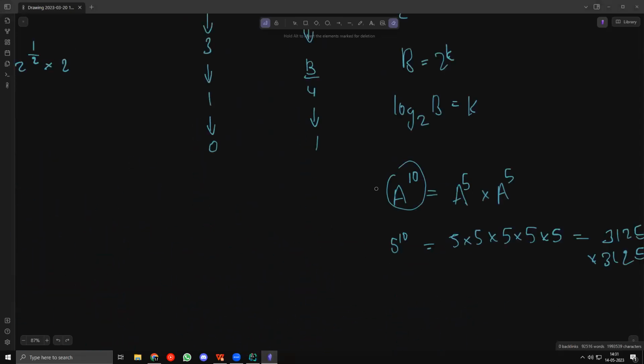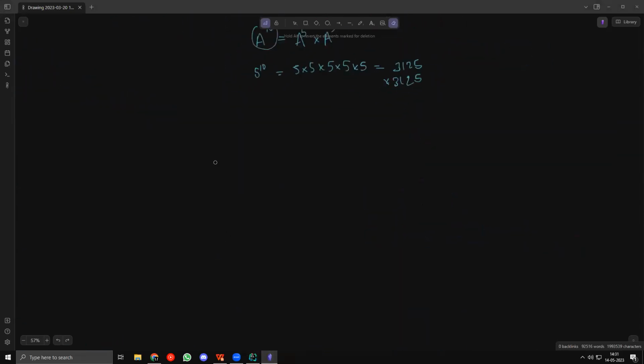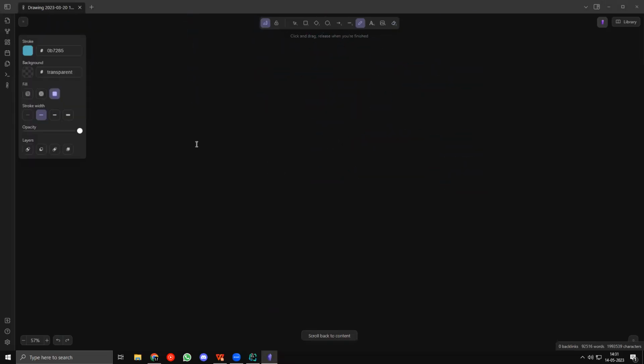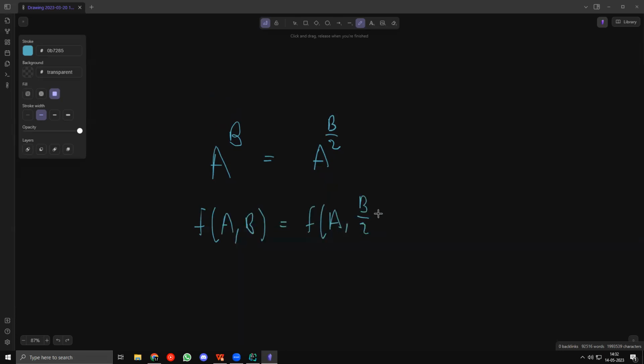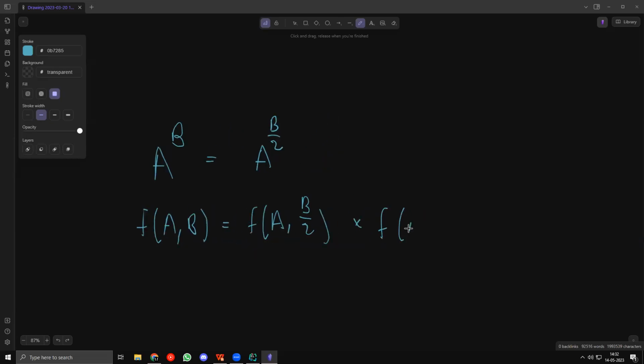Because let's try to think about it in two ways. Let's try to think about it intuitively, logically, and mathematically, right? First, let me do it intuitively. So what does the power function say? The power function of a comma b, a to the power of b, says find the value of a to the power of b. And to find that, it takes a to the power of b by 2 squared, right? Now, the issue is that this is a function. This is a function of a comma b. And this is saying take function of a comma b by 2 times function of a comma b by 2.